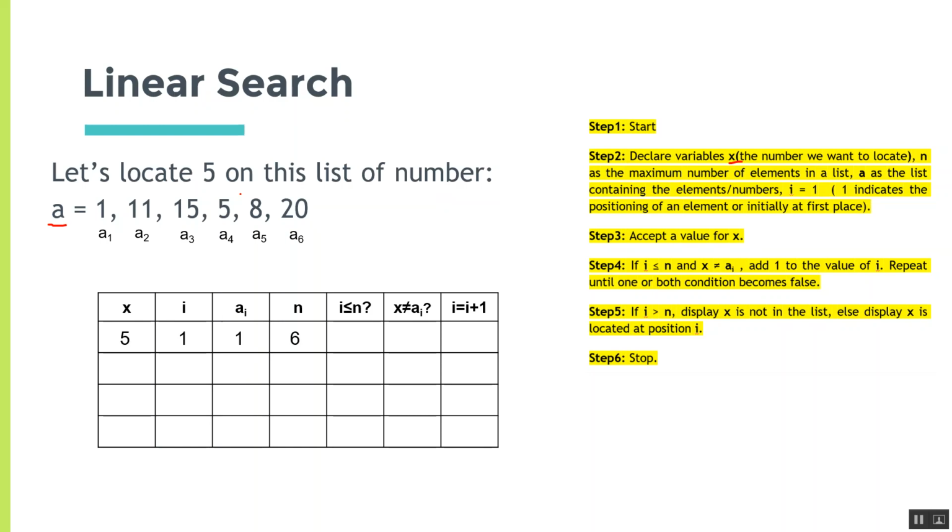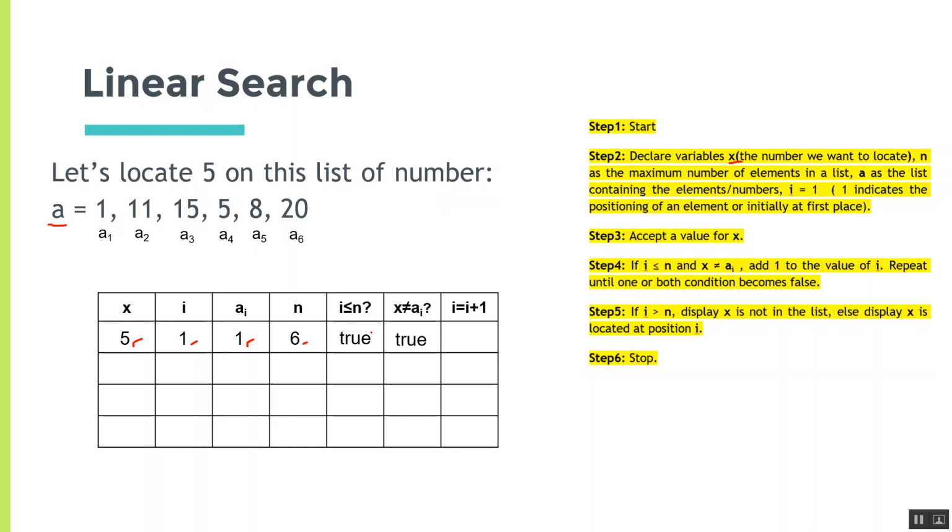Okay, so is i less than or equal to n? What is i? i is equal to 1 and n is equal to 6. So based on our table, is i less than or equal to 6? 1 is less than or equal to 6, so that is true. And then x, so x is 5. Is it not equal to a sub i? So this is also true. They are not equal. Okay?